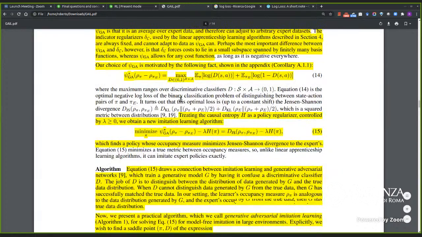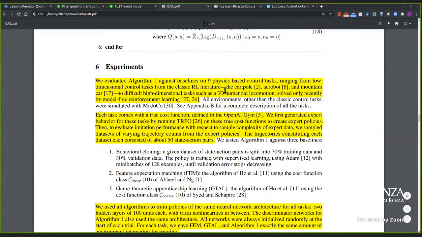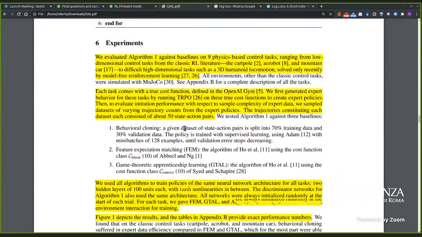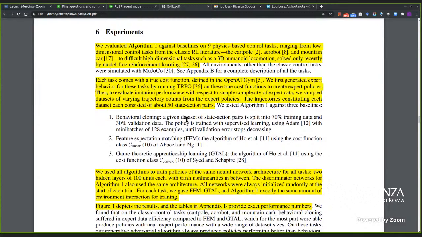So we evaluated algorithm 1 against baselines on 9 physics-based control tasks, ranging from low-dimensional control tasks from the classic reinforcement learning literature, the cartpole, acrobot, and mountain car, to difficult high-dimensional tasks such as 3D humanoid locomotion, solved only recently by model-free reinforcement learning algorithms. Each task comes with a true cost function defined by the OpenAI gym.